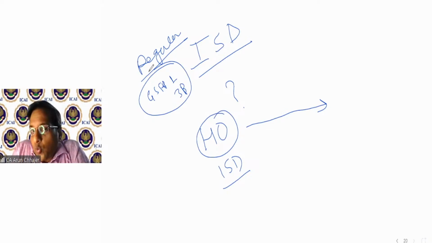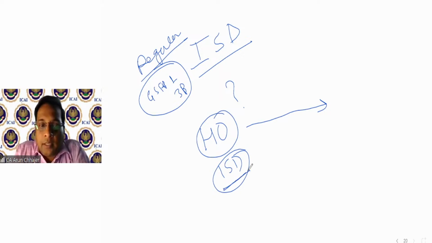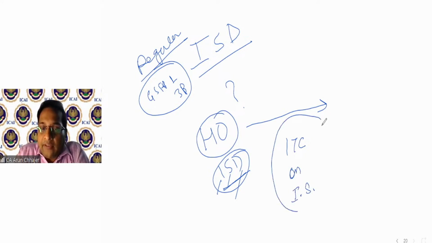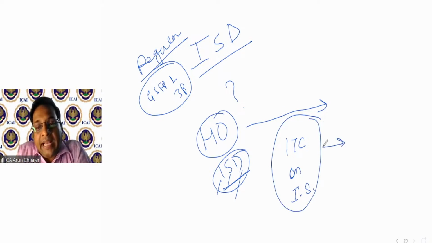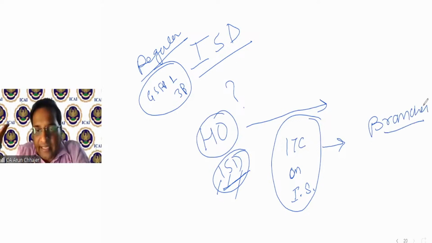So in case of ISD, head office has to take a separate registration. Why is there a requirement of separate registration? Because this concept says input service distributor. It means if the ITC is on account of the input service only, it can be distributed to the branches in the turnover ratio. We'll discuss in detail.